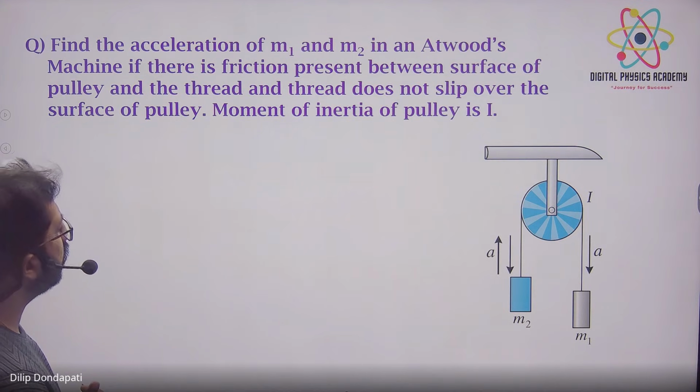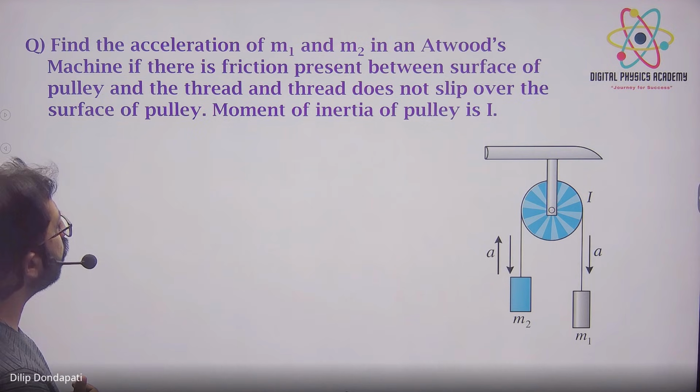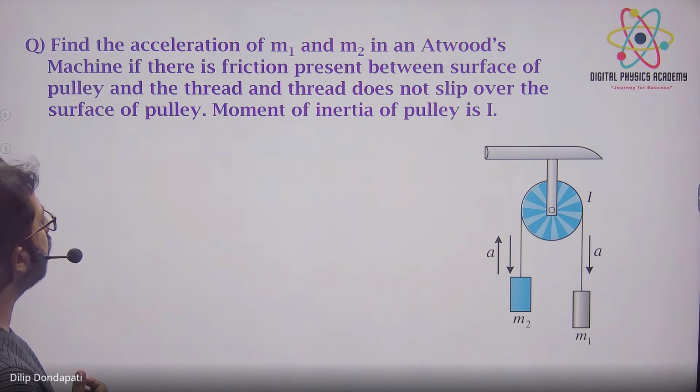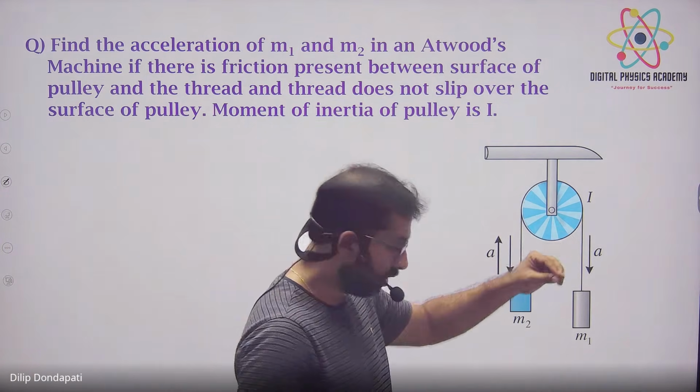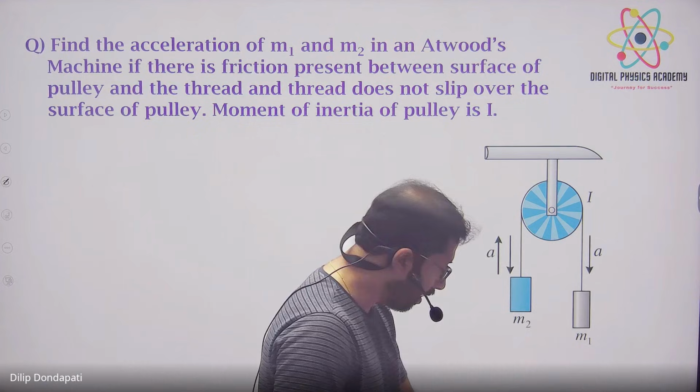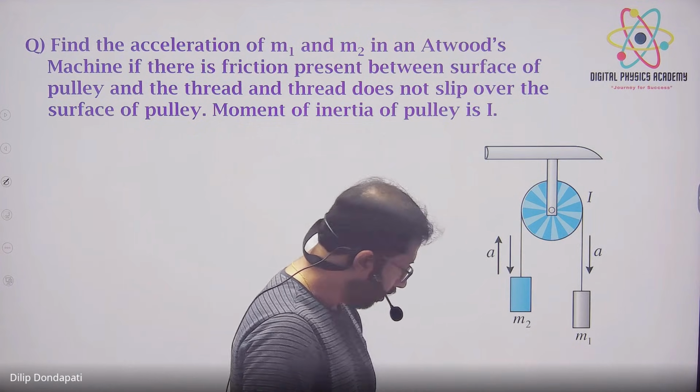So find the acceleration of m1 and m2 in the Atwood machine if there is a friction present between the surface and the pulley and thread does not slip over surface of the pulley. Moment of inertia is I only. So no need of converting again. Moment of inertia directly I दे दिया. So answer will be I terms में आएगा. He's asking find the acceleration of both the thing.